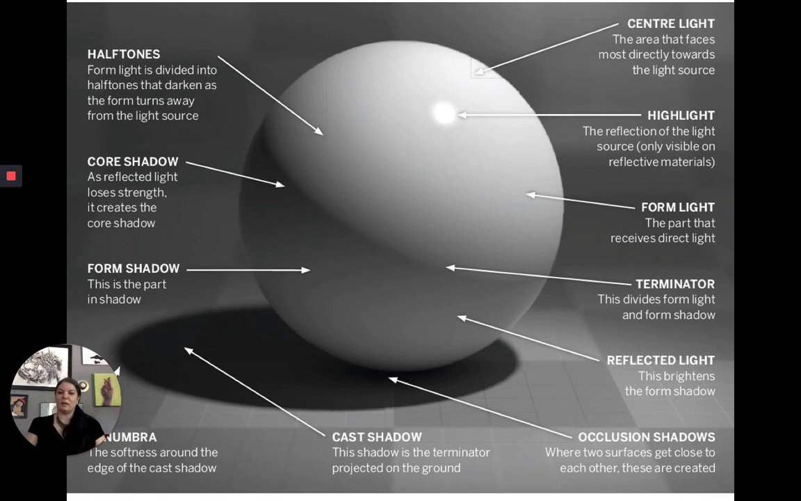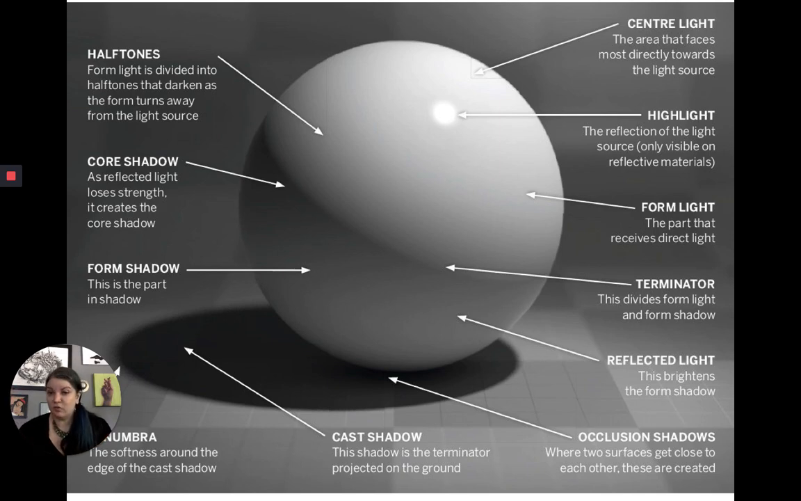Okay, let's go back up to the top over here. Halftones are the parts of the form light that are divided into the different levels, okay? So the halftones are a little darker than form light, and it's sort of a range of medium light grays, okay? The core shadow is, so we have the reflected light down at the bottom where the light bounces up from the surface, and as that loses strength, it creates the core shadow, which goes right around the terminator line.